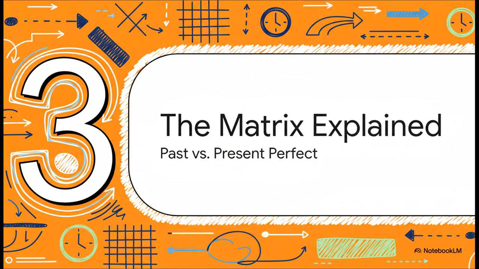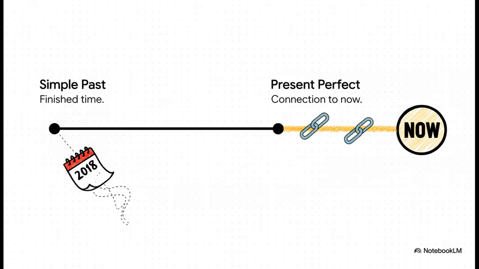So a grid is cool, but how does this actually help you in a real conversation? Well, let's use it to solve one of the biggest headaches for English learners, figuring out the difference between the simple past and the present perfect. This is such a classic problem, but the matrix makes it clear. Simple past is all about a finished time. I visited London in 2018. That year is over, done, finished.